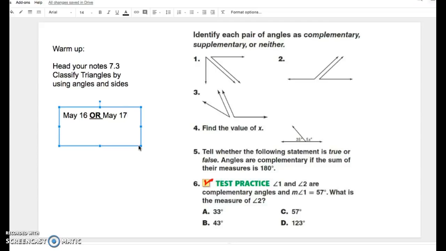So you should have these. You should be able to look back in your notes if you took notes last time to identify them. Don't forget these are grades, so I would make sure that you have them complete. So go ahead, pause the video and complete the warm-up. And then when you're done completing the warm-up, just go ahead and resume the video.